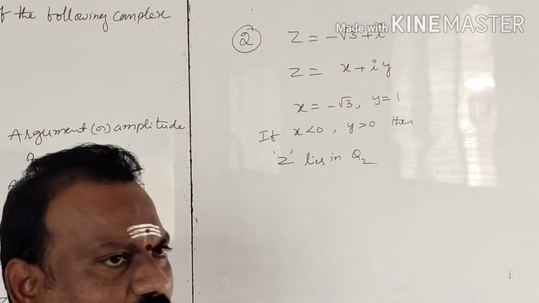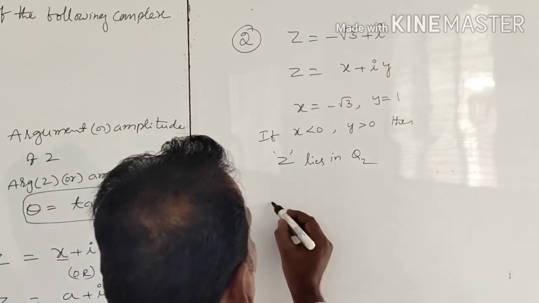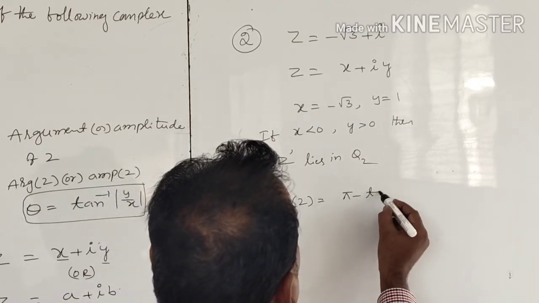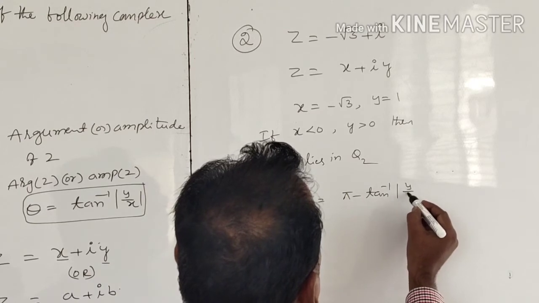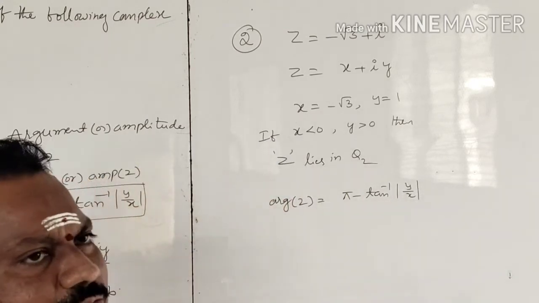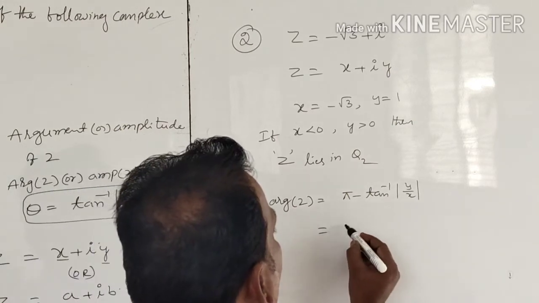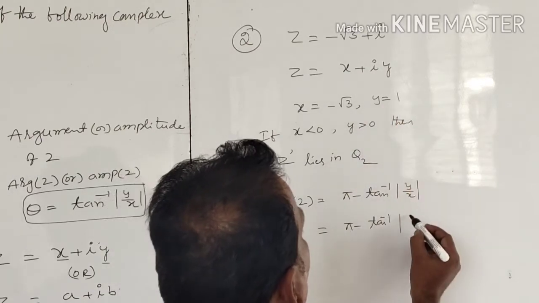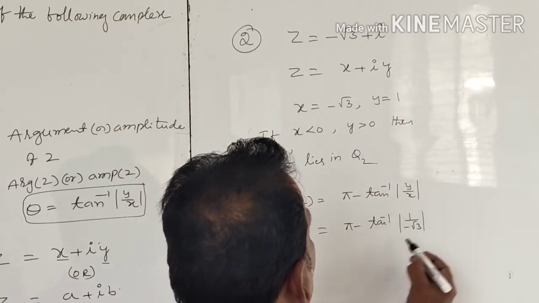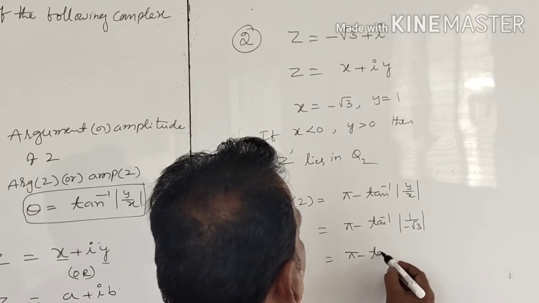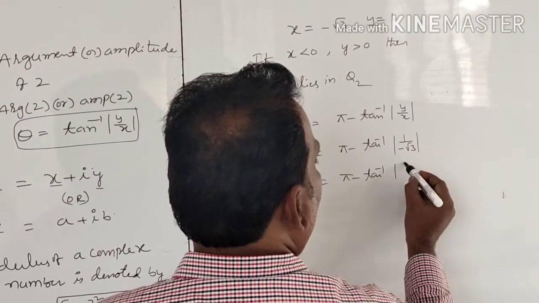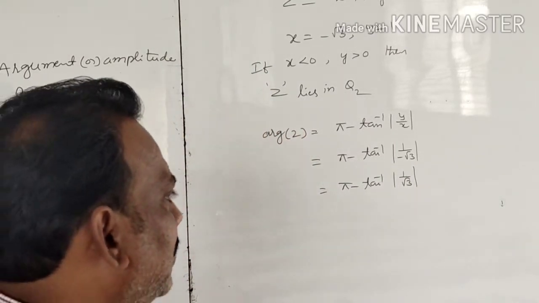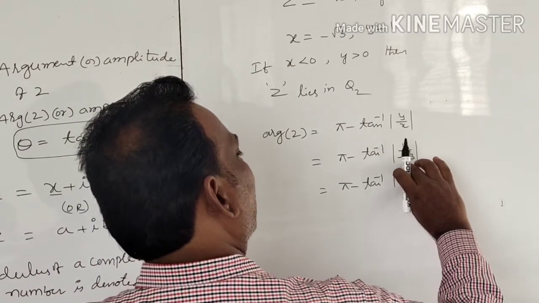If it is second quadrant, what is the argument formula? So argument of z is equal to pi minus tan inverse mod of y by x. This is the argument of z formula. So now pi minus tan inverse, y value becomes 1 and x value is minus root 3. So pi minus tan inverse mod of the negative value becomes positive, because I told modulus of a number is never negative, always positive. You know that in the tan table what is the 1 by root 3 value?